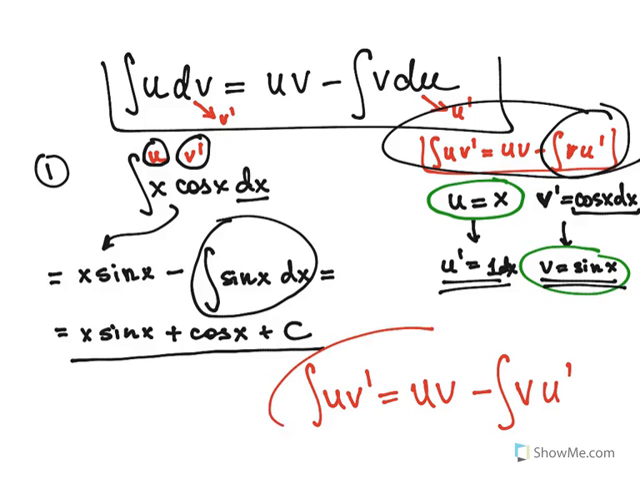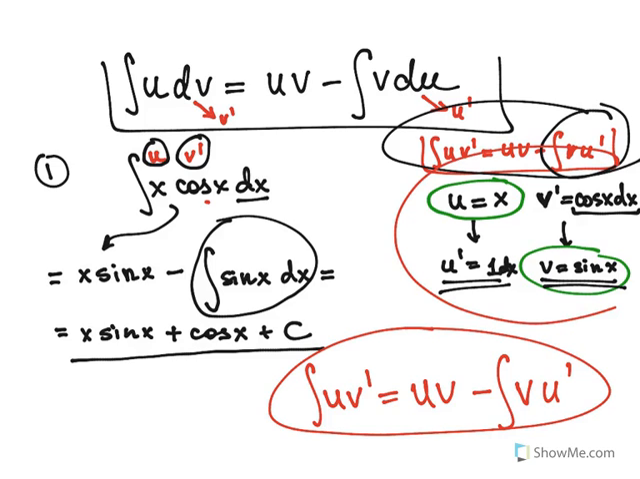So in order to use this formula, you need to assign these variables u and v. You need to decide which one is u, which one is v prime. So I used the simple one I expressed as u, the more complicated one I expressed as v prime. And then you just go from there. So let me do another problem for you. Maybe you can try some of them by yourself.